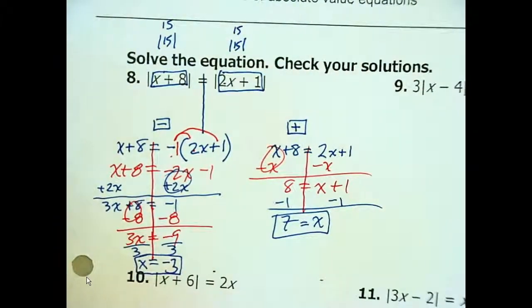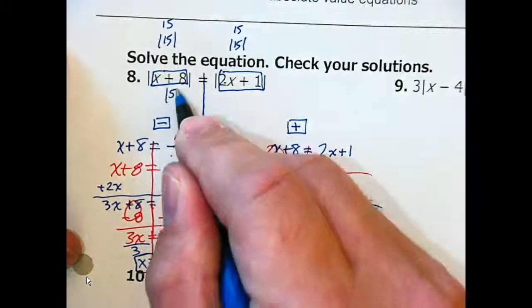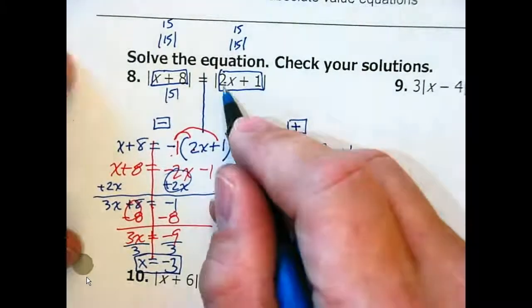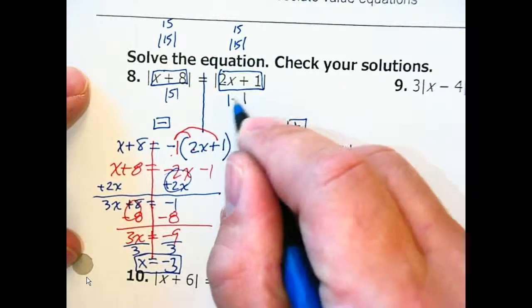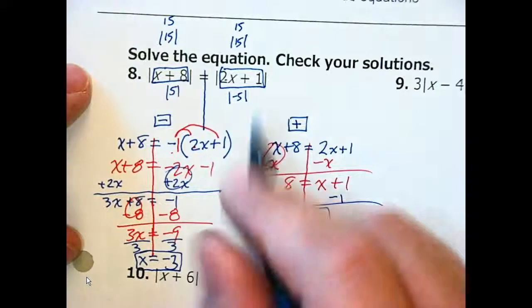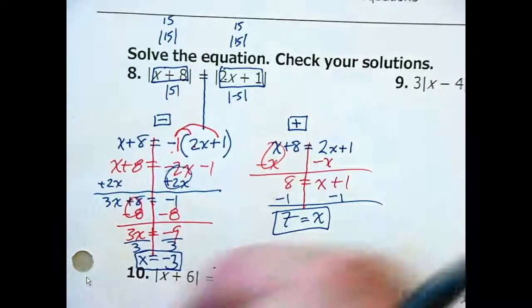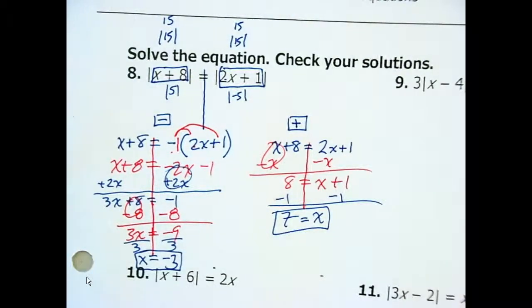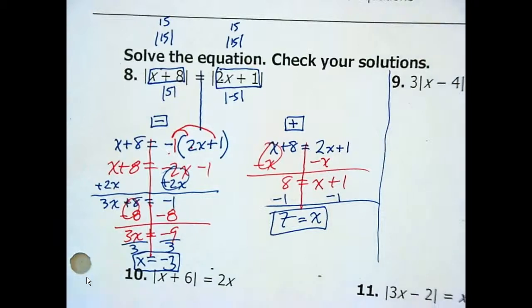It's true. You plug negative 3 in. Negative 3 plus 5 is 2, absolute value of 2 there. And negative 3 here is negative 6 plus 1, which is negative 5. Absolute value of negative 5 is 5. We're good. Okay, they're both 5 units from 0. Any questions there?